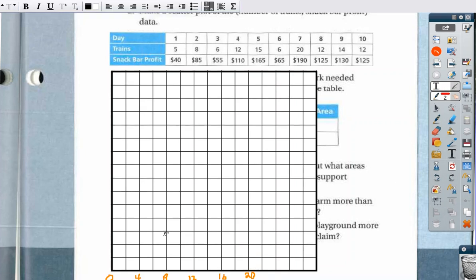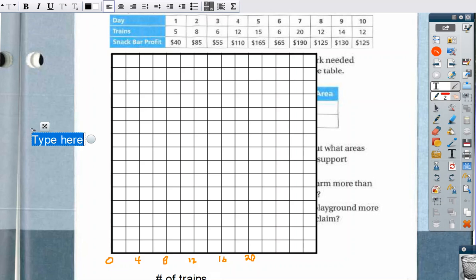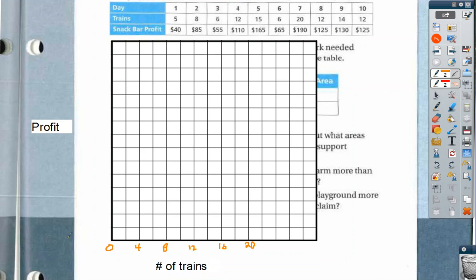And so clearly this means that we have the number of trains down here. And I don't need something that big. So we have the number of trains. Scroll down a little bit. All right. Which means that the snack bar profit has to be on this side over here. Profit. All right. So then the next thing is, we're going to start with 0 profit, right? And then we're going to look at the data, and the most profit we got was $190. So we need to get up to about 200.